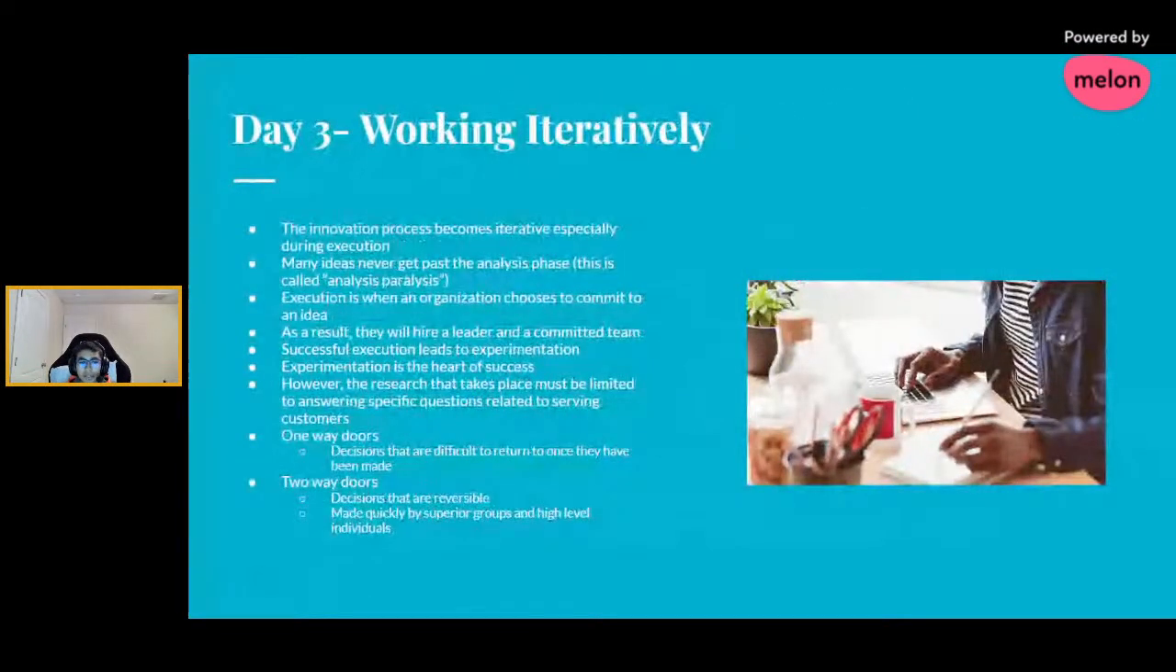Next, working iteratively. The innovation process becomes iterative, especially during execution. Many ideas never get past the analysis phase, and when this happens, it's called analysis paralysis. Execution is when an organization chooses to commit to an idea. As a result, they hire a leader and a committed team to execute. Successful execution leads to experimentation, which is the heart of success. However, the research that takes place must be limited to answering specific questions related to serving customers.